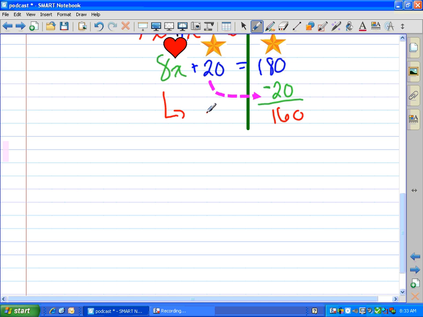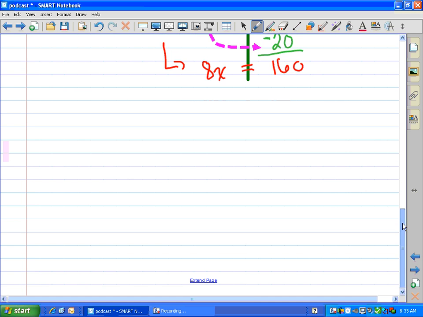Rewrite your problem. Excellent job. If you said the inverse of multiplication, because they're touching each other, is division. And excellent job if you said we write division with a fraction bar. So I'm going to divide both sides by my coefficient of 8.